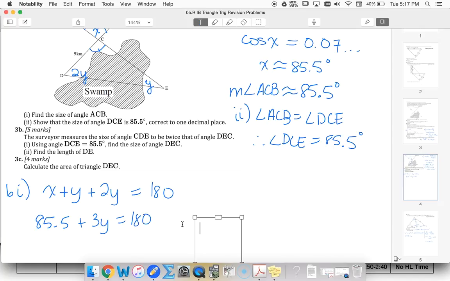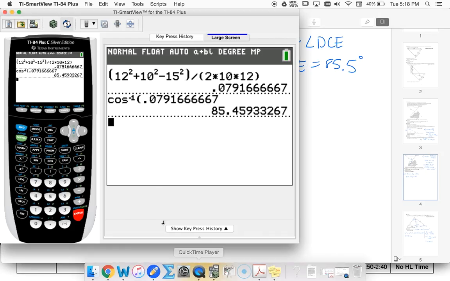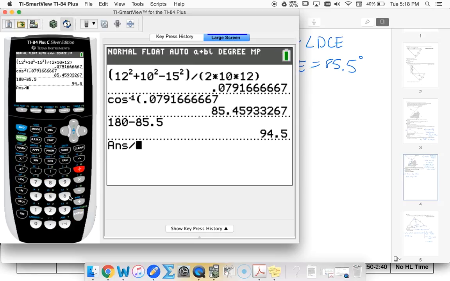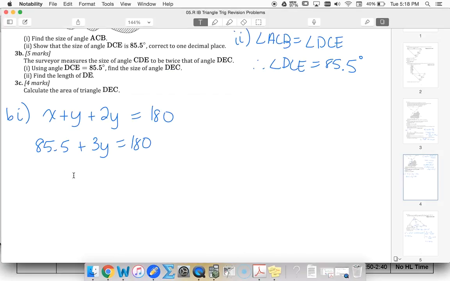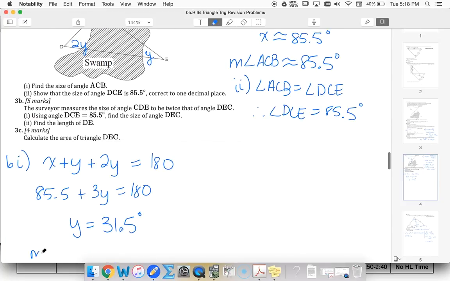I'm going to subtract my 85.5 and then I'll divide by 3. And I get 31.5. So Y is 31.5 degrees, and my Y was the same as angle DEC. DEC was my Y value. So I know that the measure of angle DEC is 31.5 degrees. And again, that's to 1 decimal place using this one.